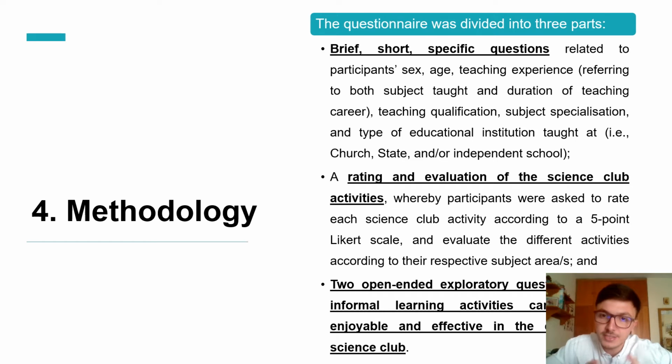Thus, the questionnaire was divided into 3 parts. The first had brief, short, specific questions aimed at finding things like the participant's sex, age, teaching experience, etc. The second part constituted a rating and evaluation of the science club activities involved based on a 5-point Likert scale. Before the final section constituted 2 open-ended exploratory questions about informal learning activities to gauge the science educators' opinions and views on how enjoyable and effective science clubs could be.